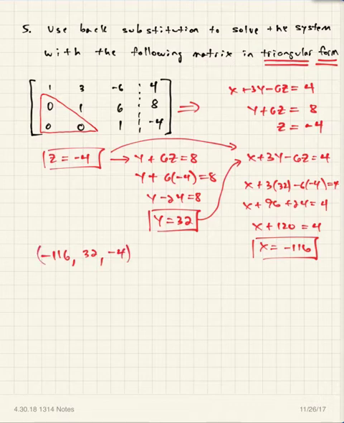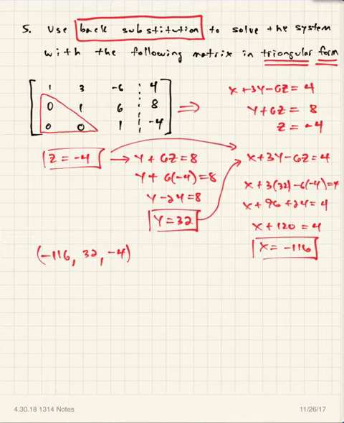Right? This process is called back substitution. And you can use back substitution once you've got the system in, or the matrix in triangular form. Right? Because when you get it in triangular form, when you get the zeros in those three positions, you will always be able to use back substitution to solve the system from there. Because you can find z, and then you can find y, and then you can find x.